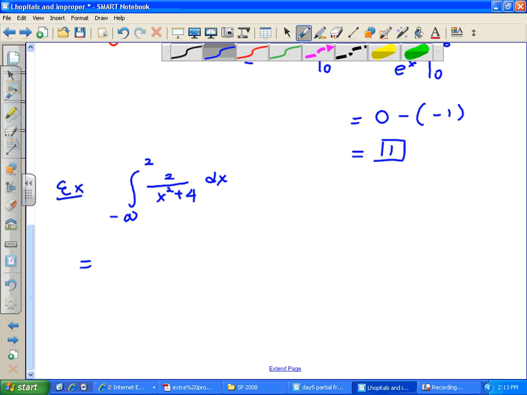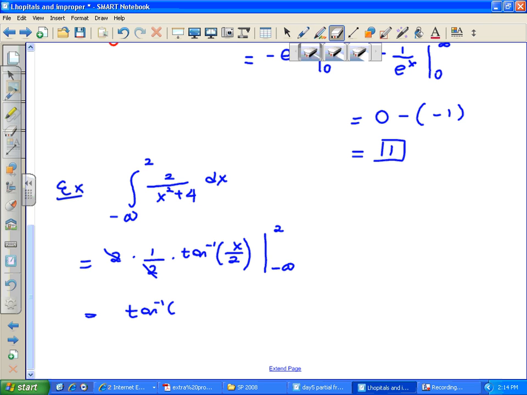The 2 on the top can be factored out first of all. Now you have 1 over x squared plus 4. What is the antiderivative of that? One over a. What is our a? Times tan inverse of x over a. And the limits are negative infinity to 2. These are gone. So plugging the upper limit of integration, you have tangent inverse of 2 over 2, or 1. Plugging the lower limit of integration, we'll come back to that in a minute.